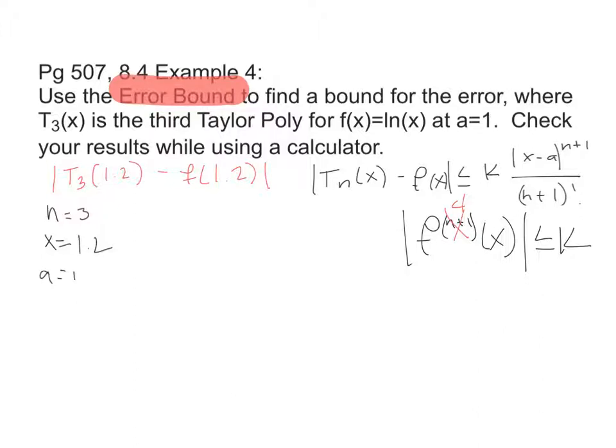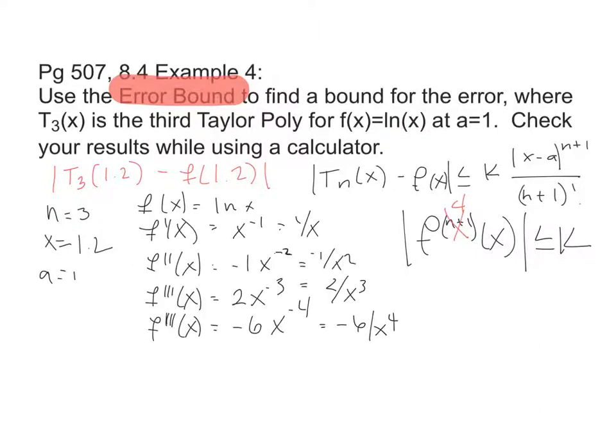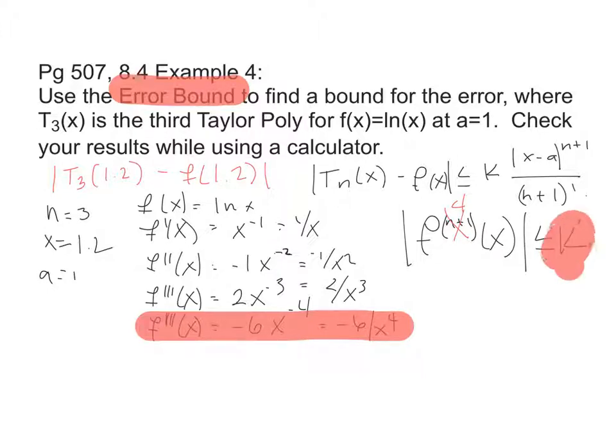So that's the first thing I'm going to do. I'm going to pause it, and I encourage you to find the four derivatives for ln of x. Okay, so I have the first, second, third, and fourth derivatives written down now. You will notice that the fourth derivative, which is right here, is what I need to figure out this k, because that's the absolute value of the fourth derivative of x. Now, in the previous slide, I said that k is actually the maximum. So the max value of the fourth derivative is what we make our k.